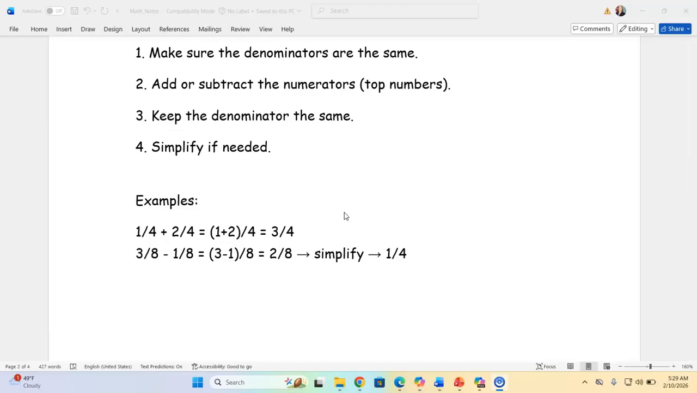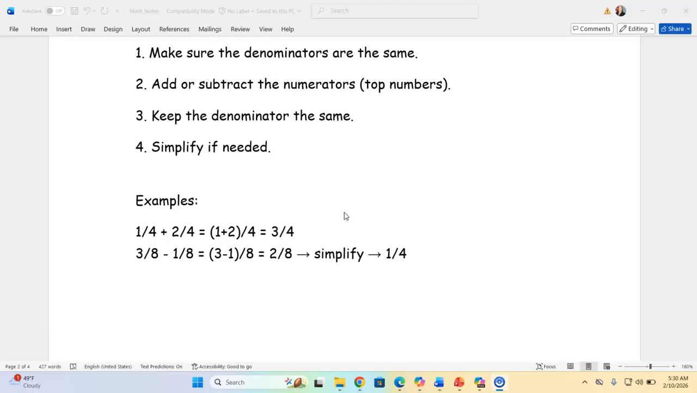These are pretty easy, but the reason they're easy is so you can get the steps down. So in the first one, 2 and 1 can be added together because the 4 is already the same, so your denominator is already the same. So you're just adding because it says to add. How do you know to add? Because it says to add, the plus sign. You keep your denominator the same, and then you're going to simplify, which in this case you cannot simplify. 3/4 is already simplified.